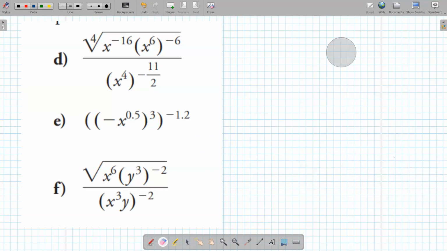Okay, tell me, what do we do first in F? What do we attack? The brackets. Yeah, how many y's for the first one? -6. What about on the bottom? You get x to the power of -6 and y to the power of -2. That's good, exactly. What's the square root of x6?